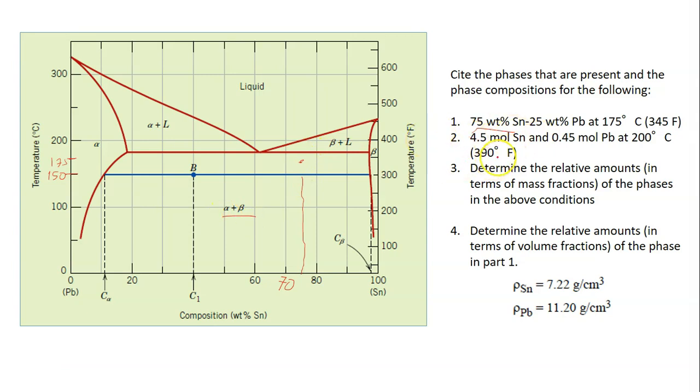Okay, next. At 4.5 mole of tin and 0.45 mole of lead at 200 degrees C. 200 degrees C is this, so it has to be somewhere around this line. But given here in mole, you need to convert mole into weight percent and then figure out the spot. Then only you can work out what are the phases present at condition number 2.